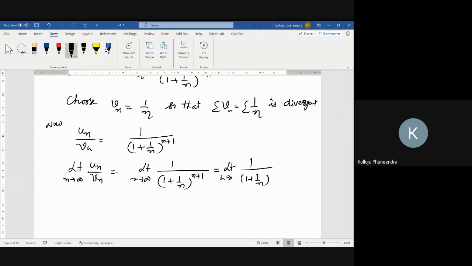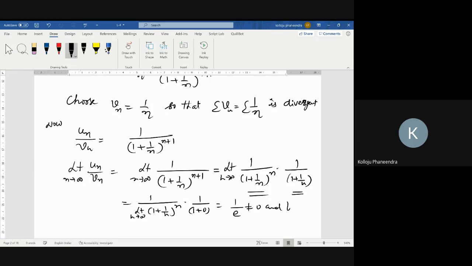Right? N plus 1 can be written in this format, right? What is this value? First the limit value. The limit as n tends to infinity of 1 plus 1 by n whole power n is 1 by e, exactly. Not equal to 0 and finite. In examination, if you put 1, we will cut the marks. This is the original answer, L value, 1 by e.